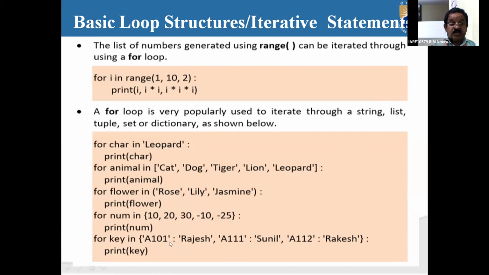See the difference between while and for. In a for loop, you cannot make use of sets and dictionaries in the while loop, but you can make use of all these 5: characters, string, list, tuple, sets, and dictionaries.